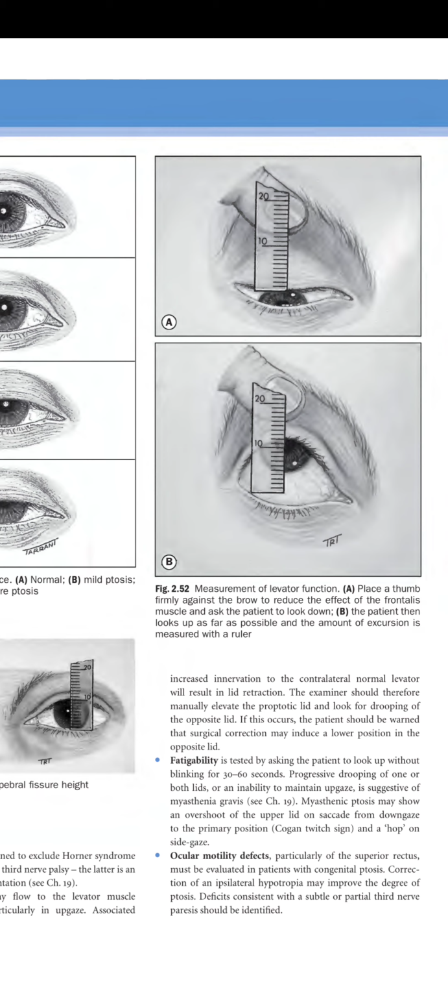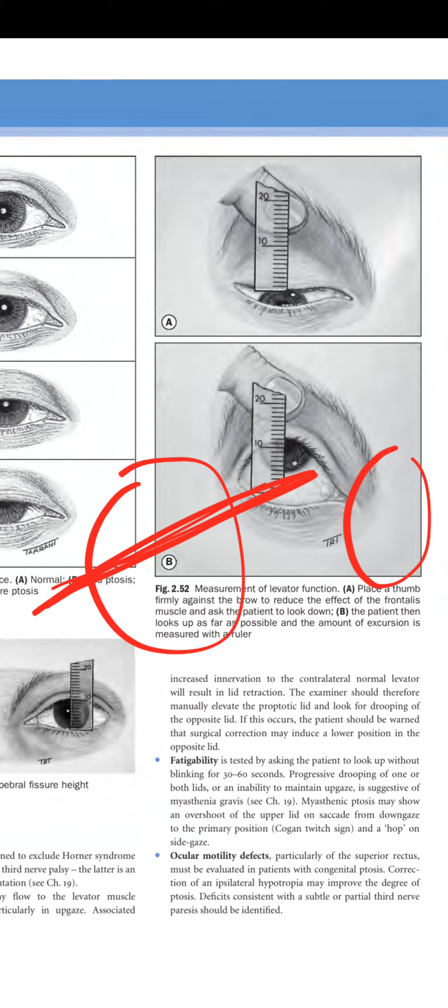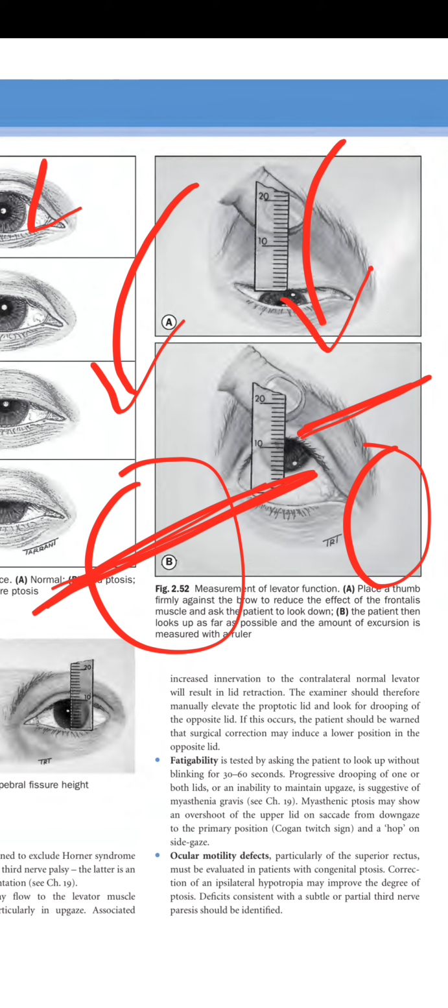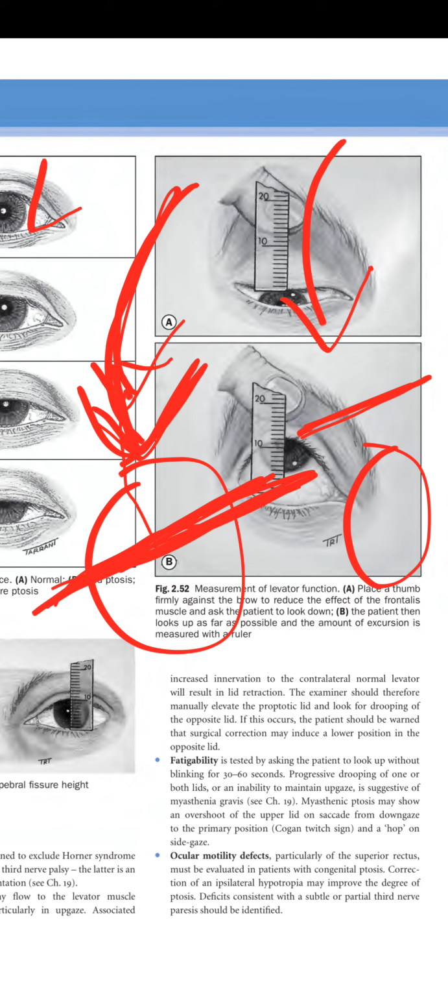If this occurs, the patient should be warned that a surgical correction may induce a lower position in the opposite lid. So this is the lid with the ptosis, and this is the normal one. The law of equal innervation is that the same type of innervation goes to each levator muscle. So whenever there is a ptotic eyelid, there will be increased innervation to raise this ptotic lid, but it will cause lid retraction of the other lid as well.